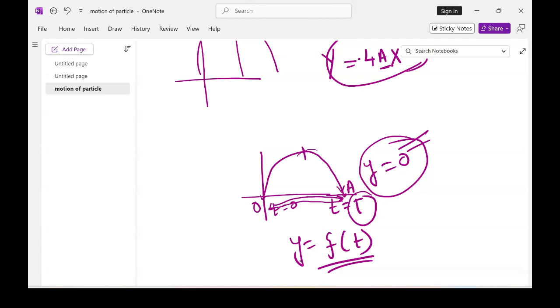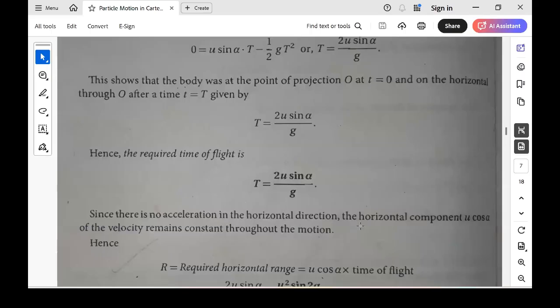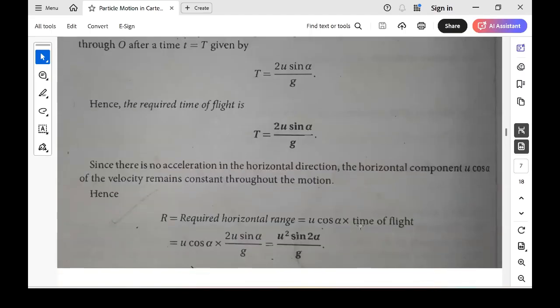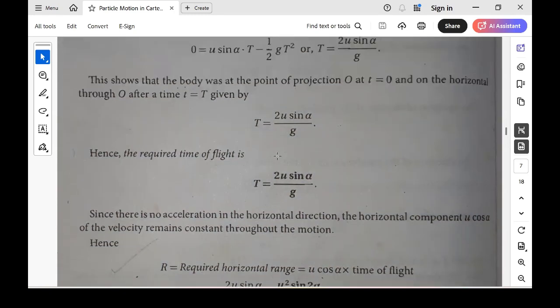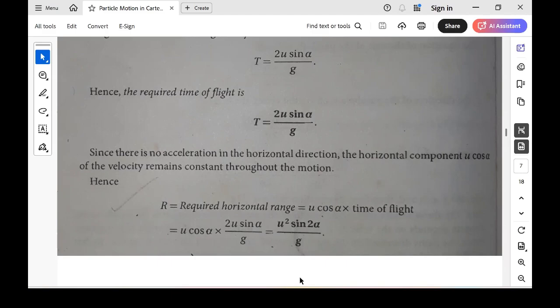So the horizontal range, how should we get it out? With the help of the horizontal velocity, which we have got, and also we will use the time, because the time of flight we already know. So the required horizontal range corresponds to displacement along the x-axis, right? What is the displacement along the x-axis? You can say velocity into time. So what is the velocity? If you just recall, along the x-axis there was no velocity other than u cos alpha. So u cos alpha is the velocity along the x-axis.